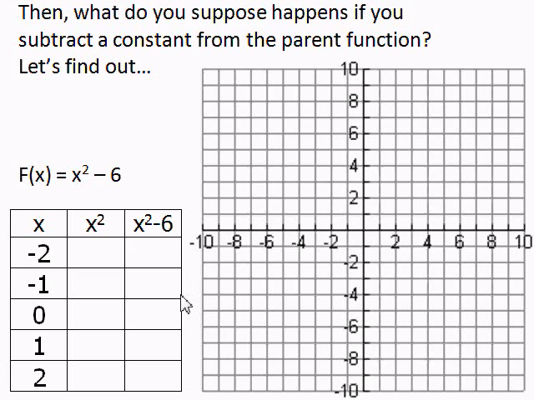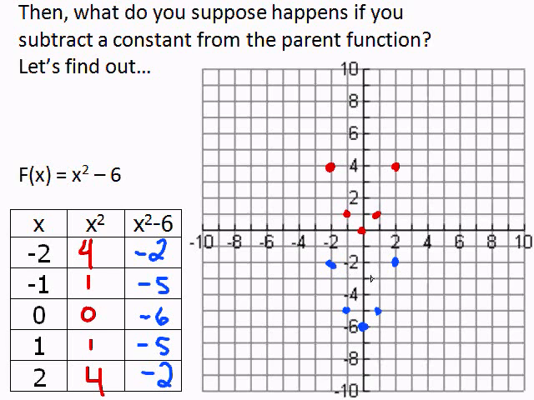Go ahead and fill out the table, graph both functions, and see what happened to x squared when you subtract 6. Okay, I've gone ahead and drawn the dots for you, the red being the parent function, our parent quadratic, the blue being the transformed or the moved functions. And if you notice, from the red to the blue, all of the points were shifted down 6. So adding a number causes the points to be shifted up, and subtracting a number causes the points to be shifted down.